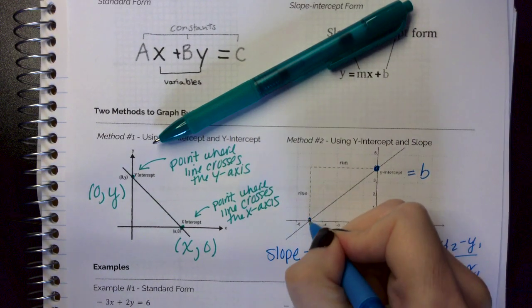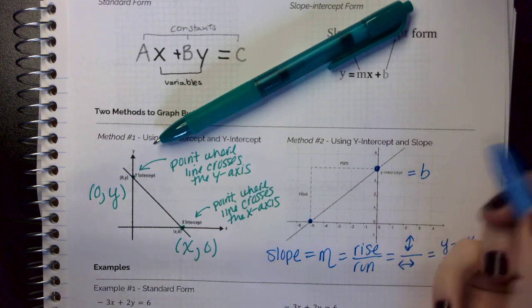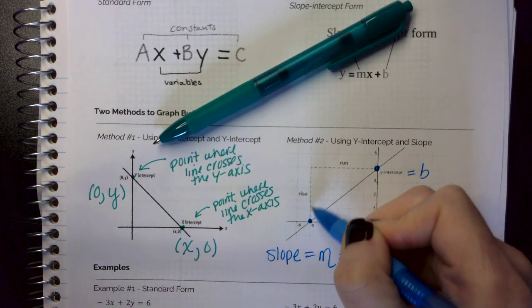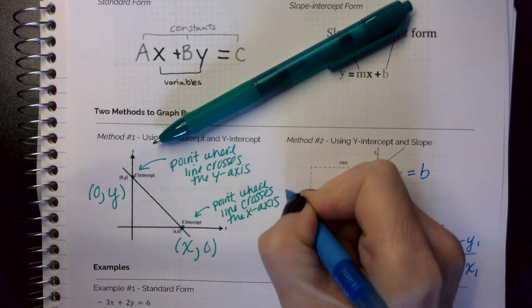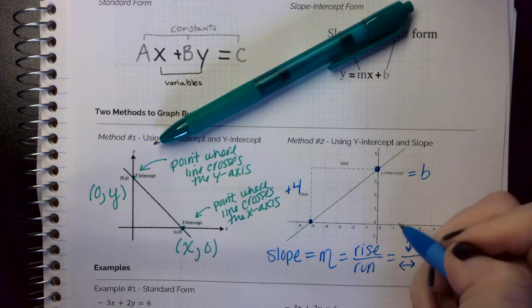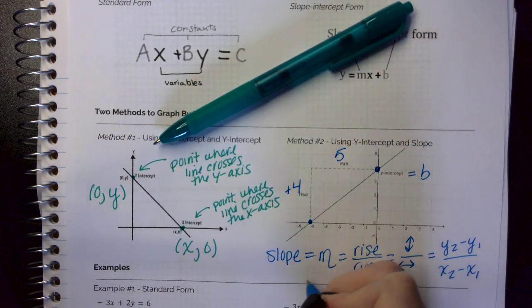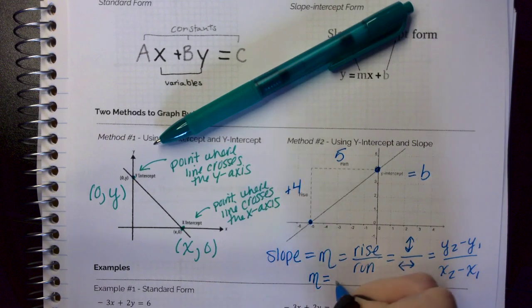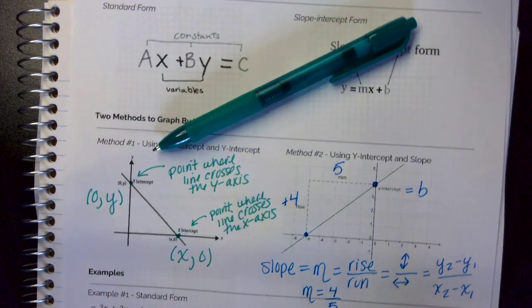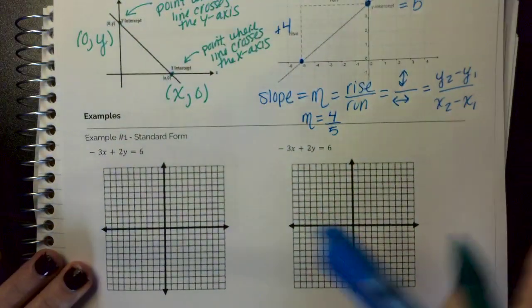So we have here in this line, it is rise over run. We can see between these 2 points, we have a rise of 4 and a run of 5. So we would say the slope here, I'll just write it m, is rise over run. Now let's do some examples where we graph by hand.